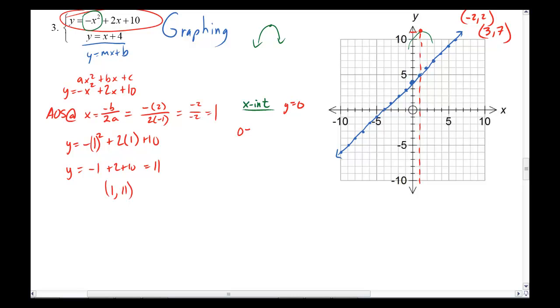So I'm going to go 0 equals negative x squared plus 2x plus 10. I really don't like having to deal with that negative x squared, so I'm going to multiply everything by negative 1. 0 times negative 1 is 0. Negative x squared times negative 1 is x squared. That would become a negative 2x, and that would be a minus 10. From there, we can factor. And if you don't know how to factor, then you should either watch a video on factoring or watch my music video on factoring.